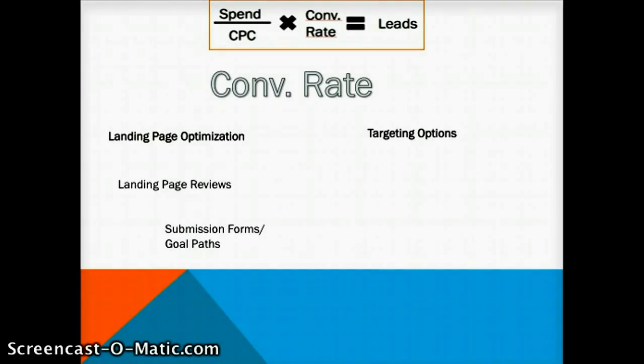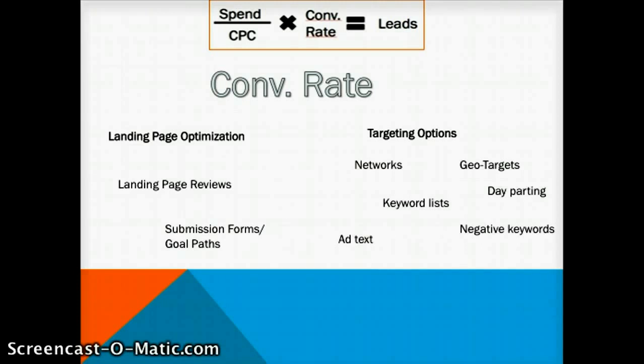You can also change your targeting options. There's what networks you're going to go with, and what your keyword lists actually are, because you want to have stuff that, when people search, they're actually going to want to convert or create sales on your website. There are geo-targets, since some places convert better than others. Some are day parting options, what time of day people want to buy your stuff. Negative keywords, again, help funnel out bad stuff that won't convert on your website. And then ad text is another thing that can change your conversion rate. If you're writing targeted ads, you're getting clicks that will actually come to your site and do the things that you want them to do.